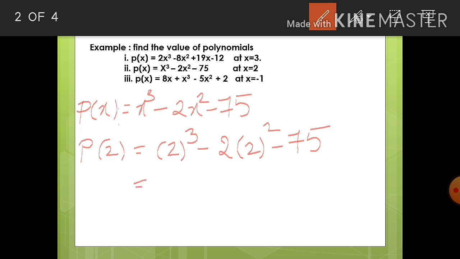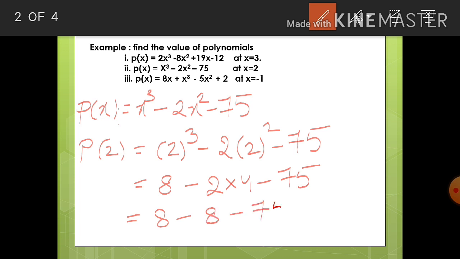2 cube: 2 2s are 4, 4 2s are 8, minus 2 into 2 square is 4, 2 into 4 is 8, minus 75. So 8 minus 8 minus 75. Here plus 8 and minus 8 get cancelled. The result will be minus 75. So what is this minus 75? This minus 75 is nothing but the value of the polynomial p of x equal to x cube minus 2x square minus 75 at x equal to 2.